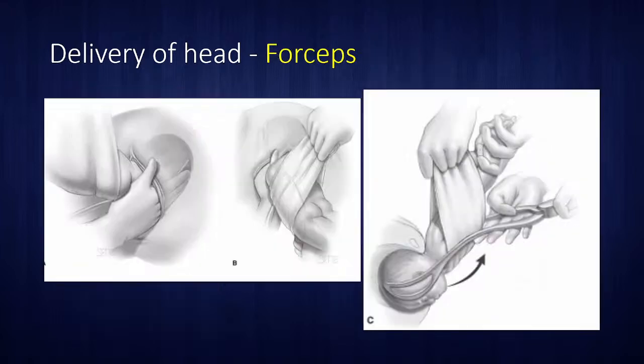Then deliver the head by forceps. This is an obstetric forceps, a specialized forceps called Piper forceps. It has a long shank, with which you can hold the fetal head and deliver the baby. It is very important both for exam purposes and clinically. If you do not know how to deliver the fetal head in breech presentation, you will almost always land in trouble.